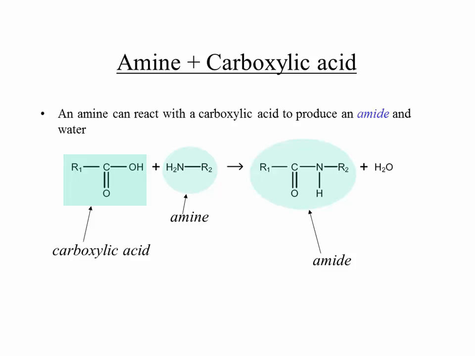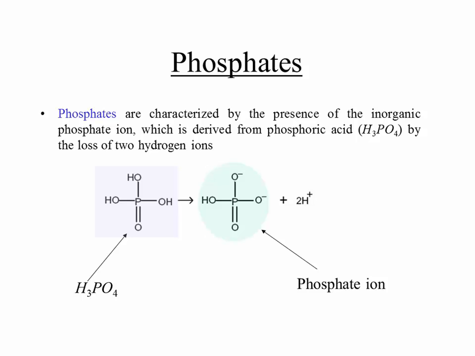Okay, so an amine reacts with carboxylic acid to produce an amide and water. This reaction is important because this is the one that usually forms proteins. We'll talk more about that later. So next I want to move on to phosphates. This is another important group of molecules that you find in living organisms.